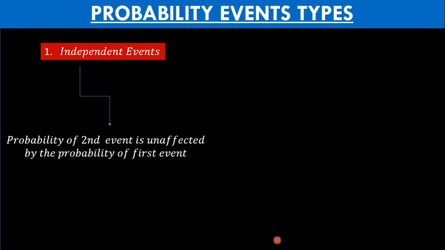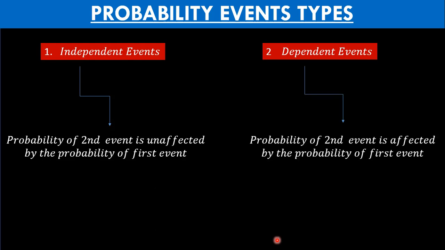Dear students, in this tutorial we are going to explore the second type of event called the dependent event, the kind of event in which the probability of the second event is affected by the probability of the first event. And in order to illustrate that, we have got an example here.